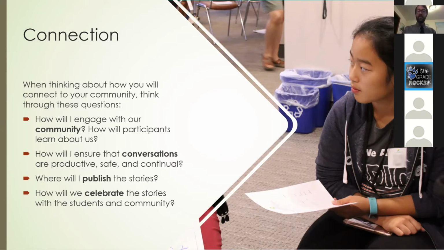How will I ensure that conversations are productive, safe, and continual? And that last piece is really important, that I'm not just there to grab their story and run, that I'm there to enter a conversation with them and constantly check in with them to make sure the story is being handled ethically, that they're comfortable with the story and the product that's being made and then being shared, and allowing them to have control over how and when that gets shared all the way through the entire life cycle of the project. I think through where will I publish these? For me, I use the Smithsonian Learning Lab, but I also connected them to my website as well as SIUE's.